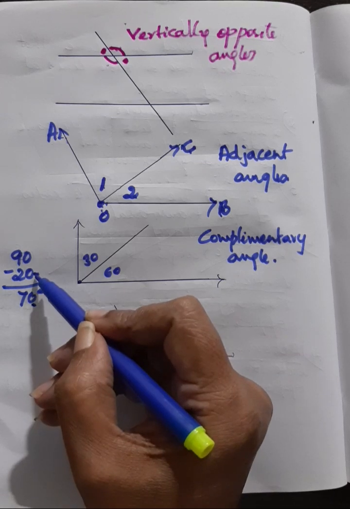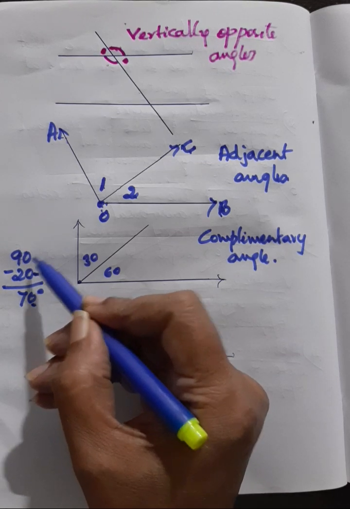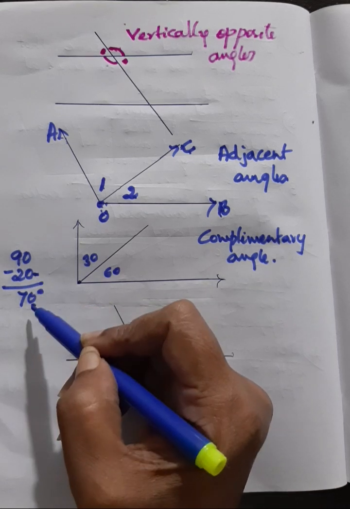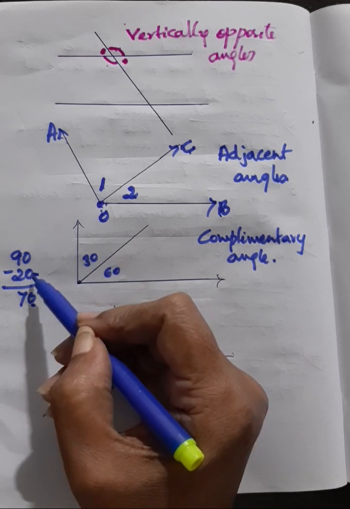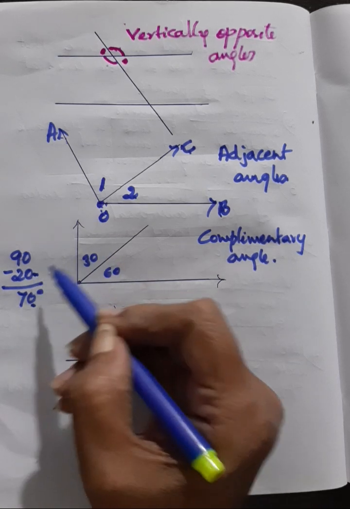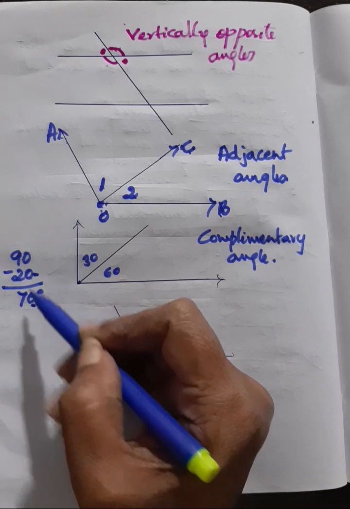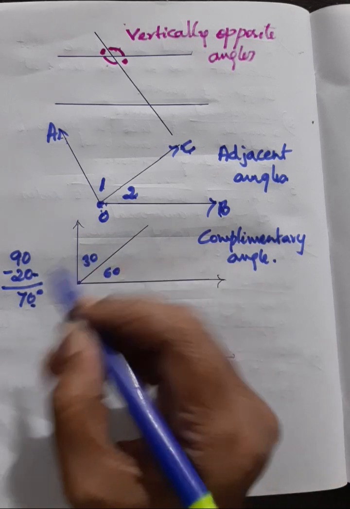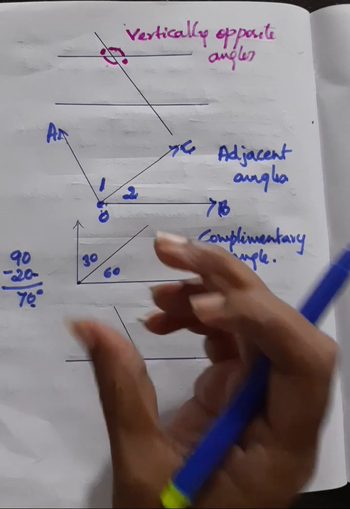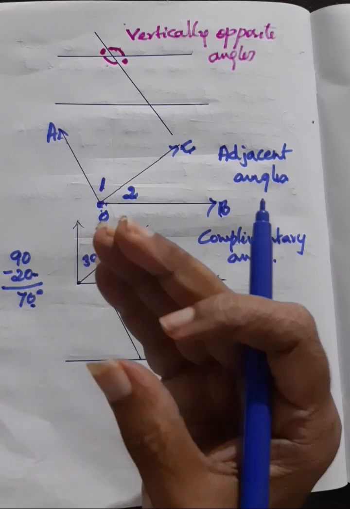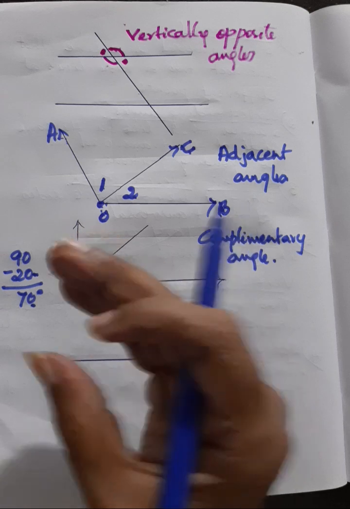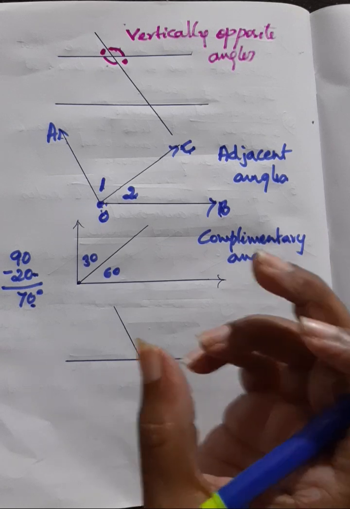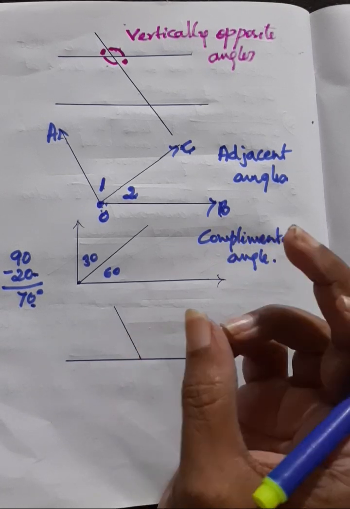Whatever measurement they give, you should subtract it from 90 degrees. Then you will get the complement of the measurement they ask about. Here, suppose they ask the complementary angle of 20 degrees, it is 70 degrees. Now if you add these two, you will get 90. For example, if they ask 30 degrees, you should subtract 30 degrees from 90 degrees. You will get how much? 60 degrees. 60 plus 30 is 90 degrees. So the complementary angle of 30 degrees is 60 degrees.